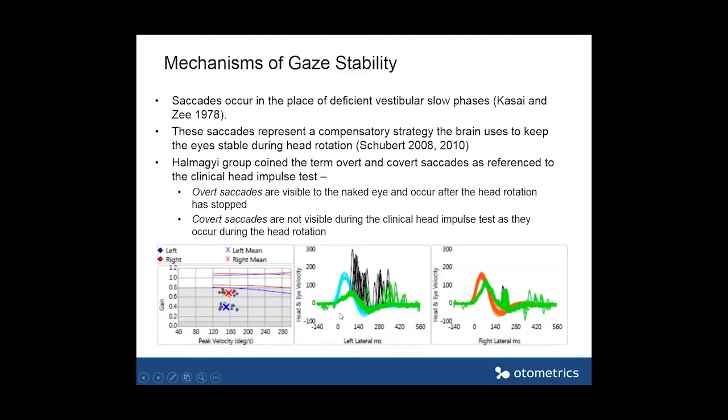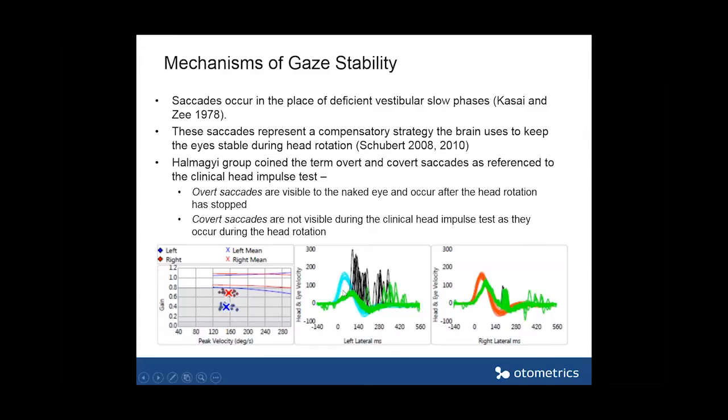That's the normal vestibular reflex. In this example, the eye velocity trace has been inverted for ease of comparison, so we can quickly compare and see that the peak of the green trace is not nearly as high as the peak of the blue. This is illustrating a vestibular ocular reflex deficit. And what you'll see further is there are these black spikes in the trace. These are the compensatory saccades that are in the place of the deficient vestibular slow phase.